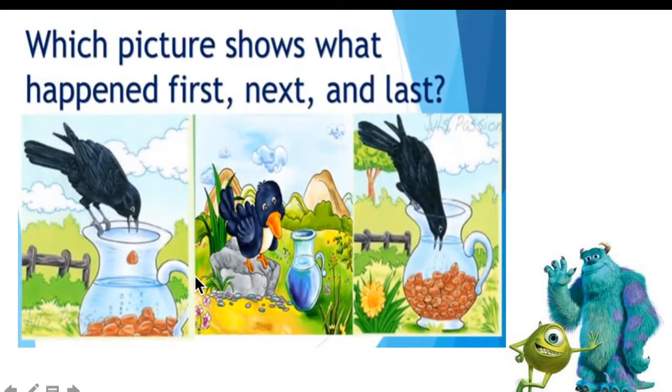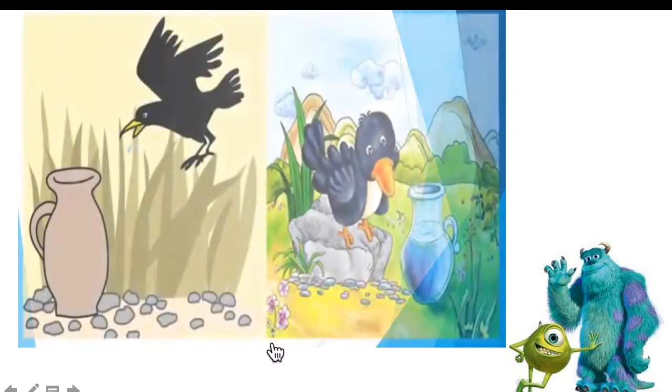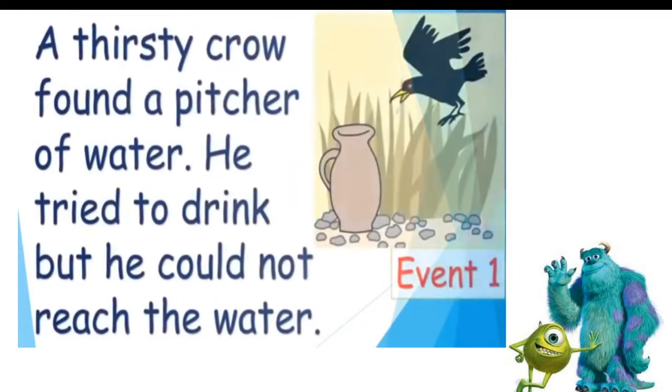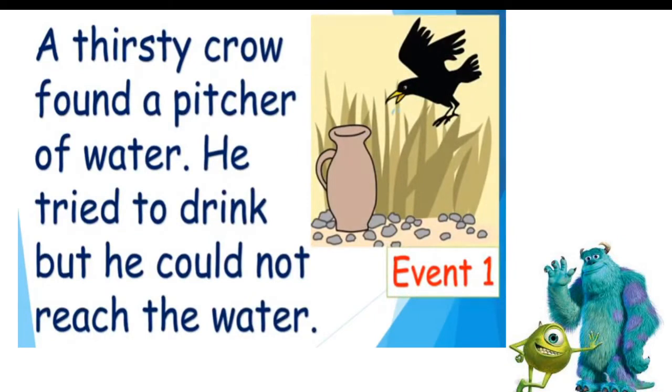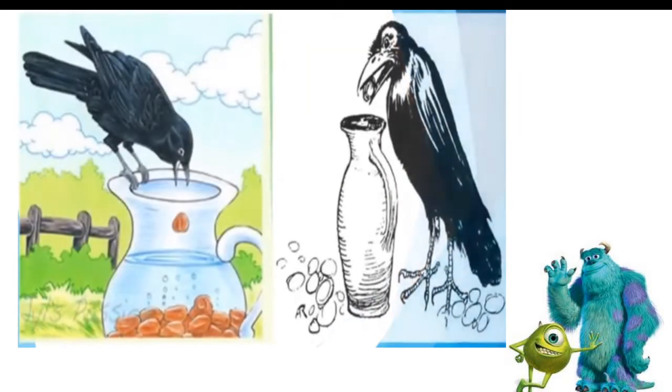Now we have a story. Look at the crow. Here, the crow drops the pebbles in the... First, you see, the crow found a pitcher with water, but she could not get the water from the pitcher. That's an event that happened first. The thirsty crow found the pitcher but couldn't get the water from inside.